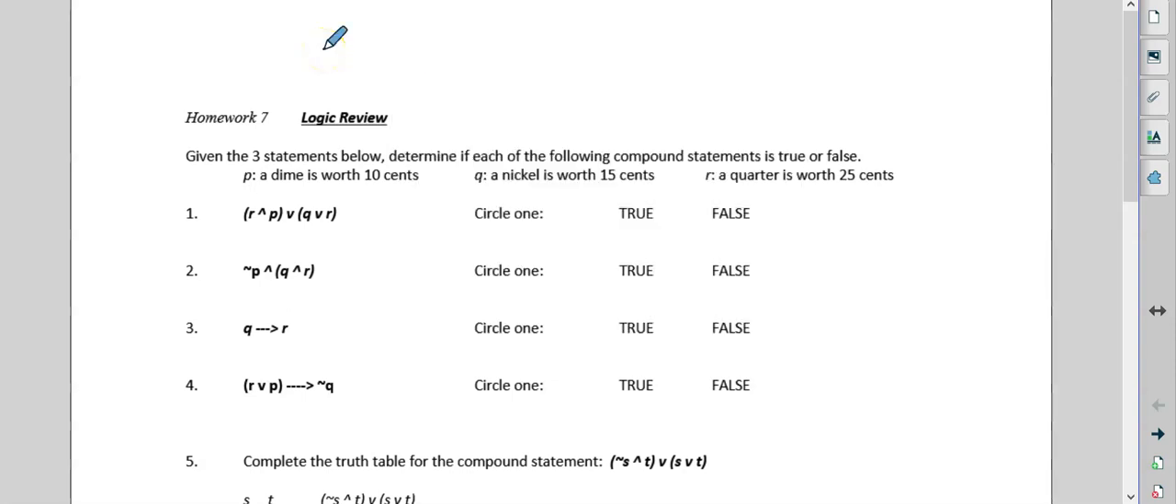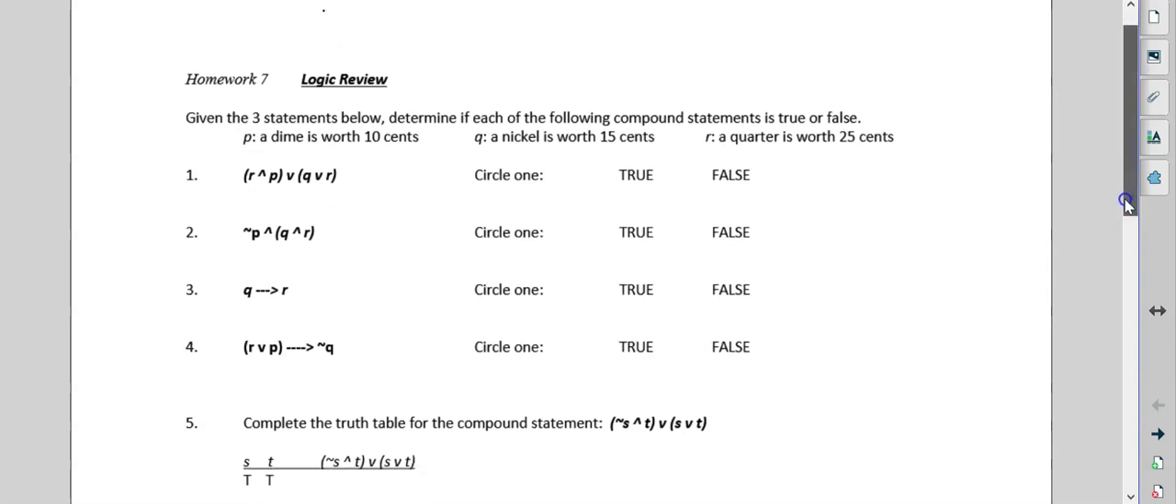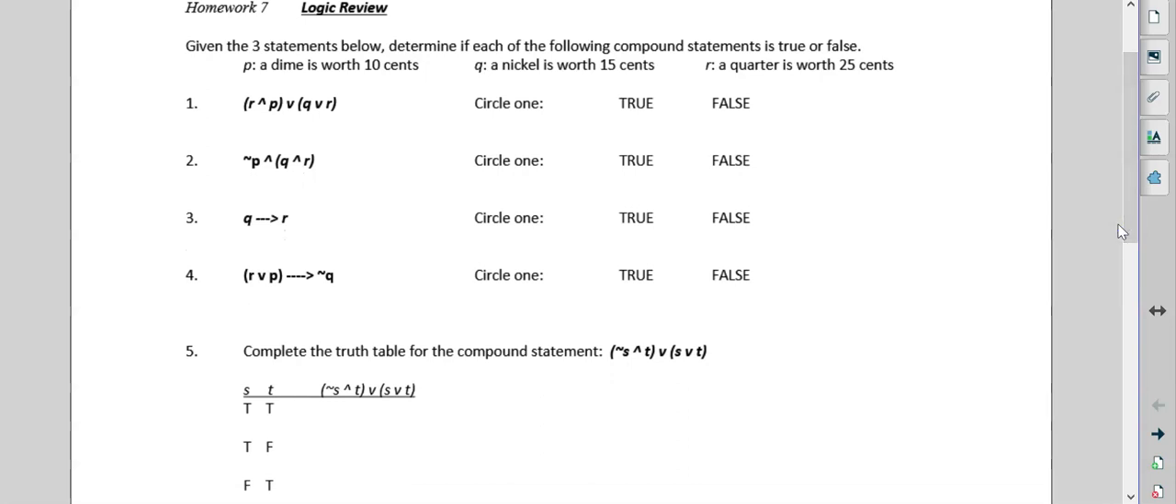All right, review for the unit quiz. All right, so we have 3 statements below. Well, it says 4. There are 4. So, these 3 statements. Sorry, my bad. I'm not paying attention. So we got this.